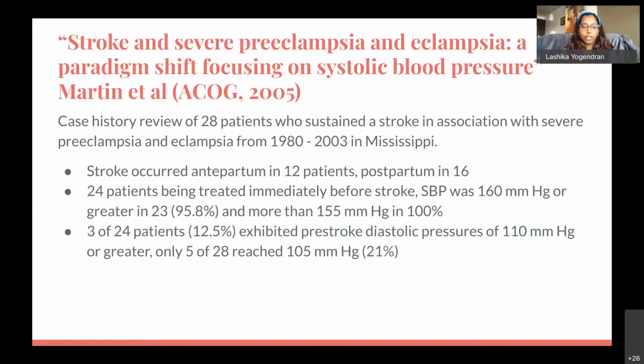They did interestingly note that only 3 of the 24 patients had diastolic pressures of 110 or greater, and only 5 reached 105. So this was a study that I think contributed to that paradigm shift of looking more at systolic blood pressures as a potential indication of risk of stroke. I think it was one of the things that really pushed people to take the systolic blood pressure more seriously than we had anticipated before.